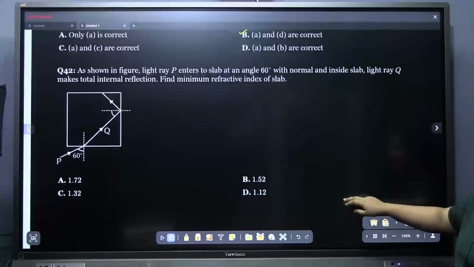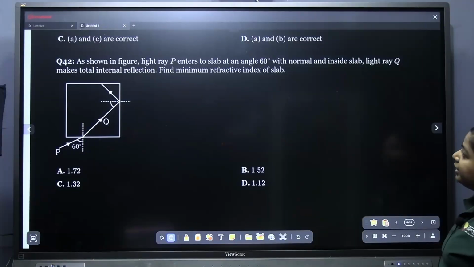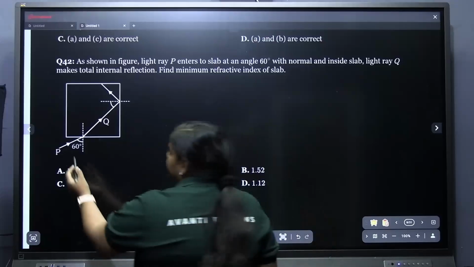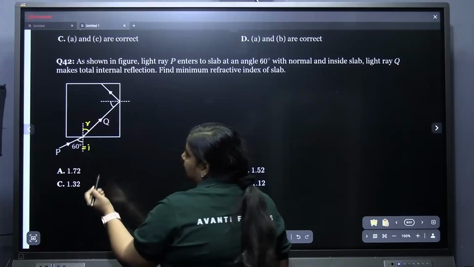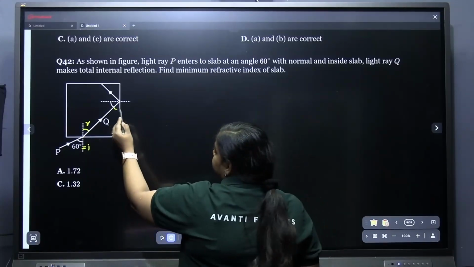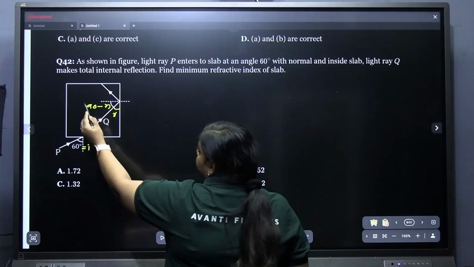Next one, question 42. As shown in the figure, light ray P enters the slab at an angle of 60 degrees with the normal. Inside the slab, light ray Q undergoes total internal reflection. Find the minimum refractive index of the slab. If this is i equal to 60 degrees, we can take this as r. If this is r, then this will be 90 minus r.